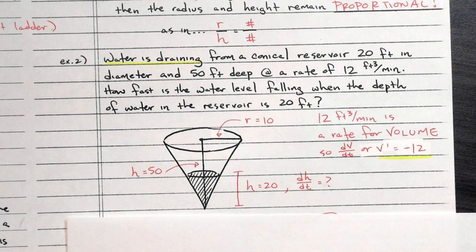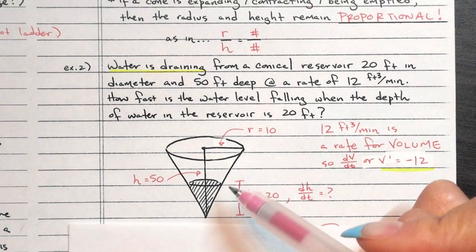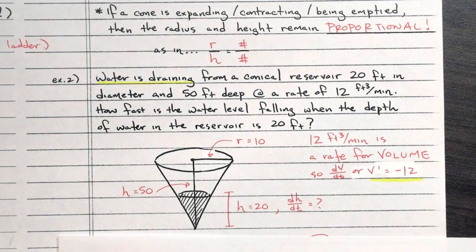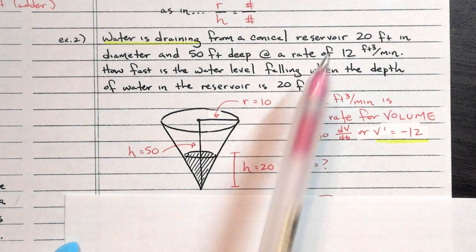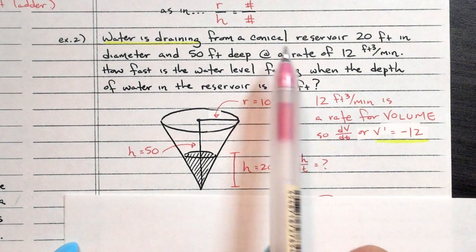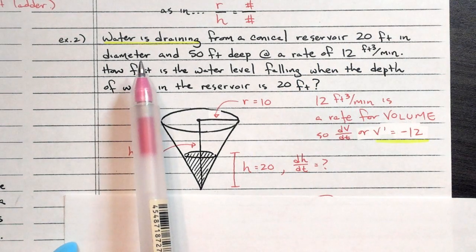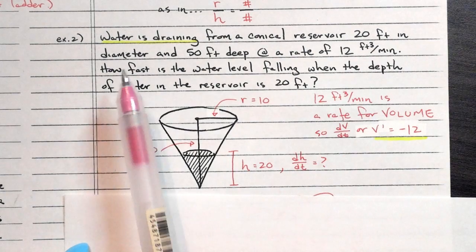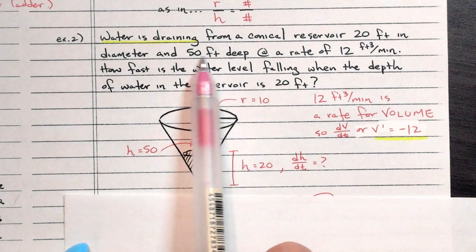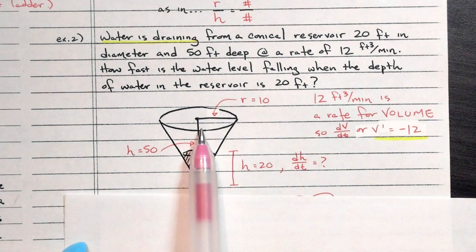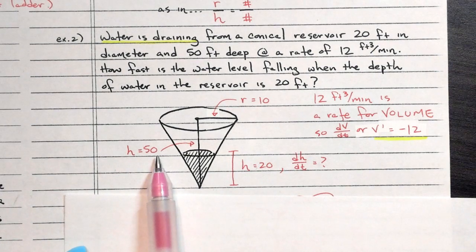We only end up with one variable for some situation like this, where something's getting filled or emptied or whatever, okay? So let's say in this problem, water is draining. So this is water. It's coming out of a conical reservoir 20 feet in diameter. So right away, if it's 20 feet in diameter, we can say this r equals 10, right? And then it's 50 feet deep. Okay, so this is 50 feet deep. We're going to call that h. So the height is 50.